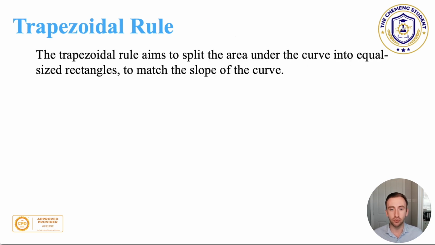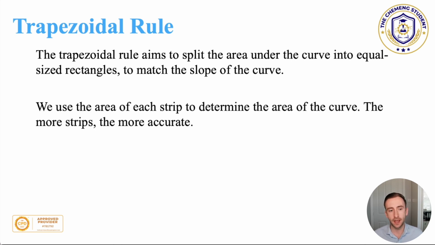So the trapezoidal rule is essentially a way in which we split the area under the curve into equal sized rectangles. And we do this so that we try and match the slope of the curve. And for each strip, we will find the area of each strip and then combine the values to deduce the area of the curve. The more strips that we have, the more accurate our system will be.